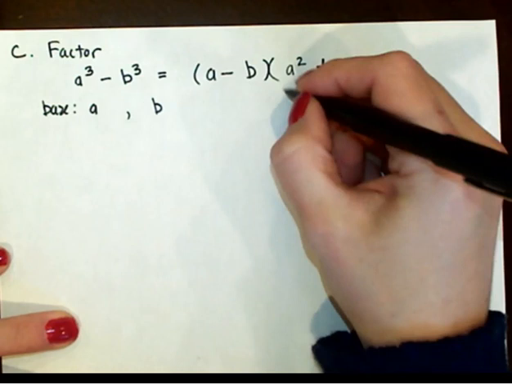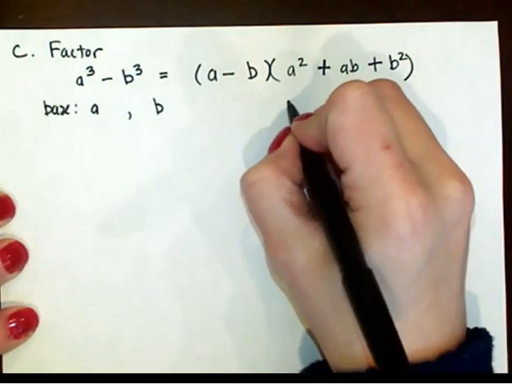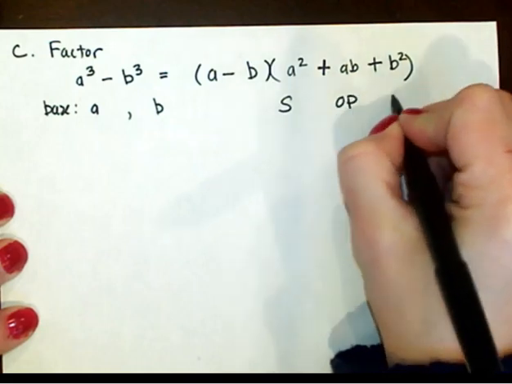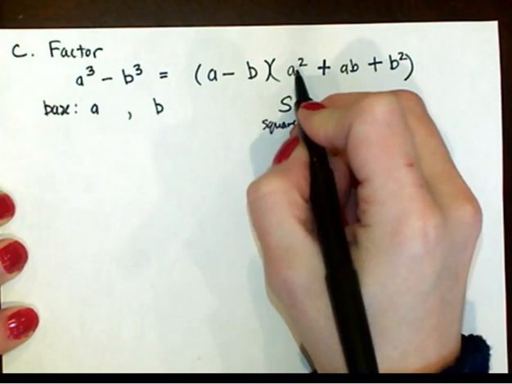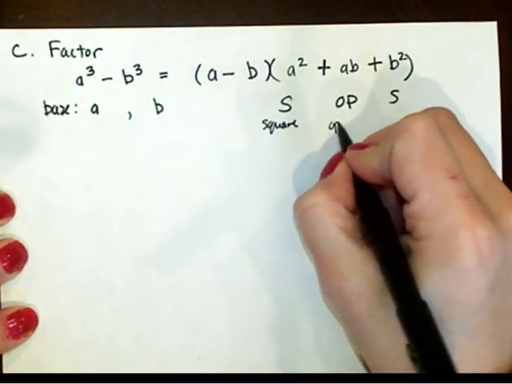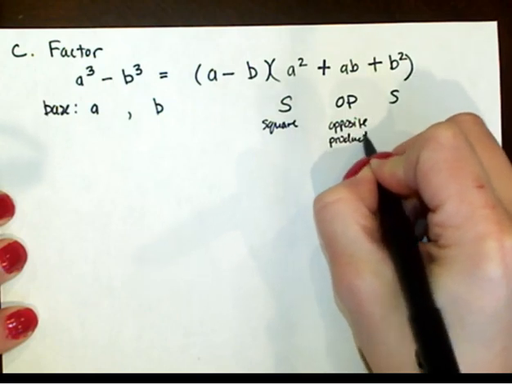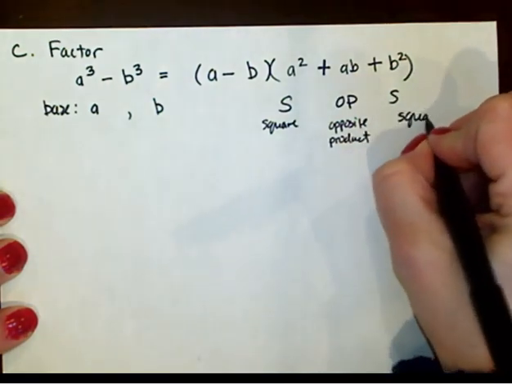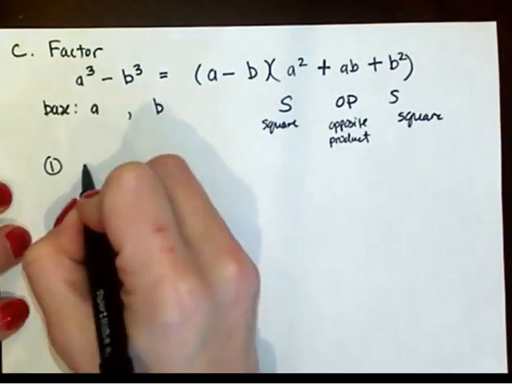We have a saying that helps us remember that. It's called SOPs. For square, square the first term. Opposite, product, square. Okay, so let's do an example.